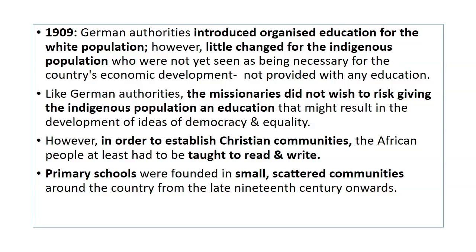Like the German authorities, the missionaries didn't want to risk giving the indigenous population education that might result, as we said, in ideas of democracy and equality. But for them to establish Christian communities, they had to at least teach the people to read and write. So that's why they founded some primary schools in small scattered communities around the country from the late 19th century onwards.